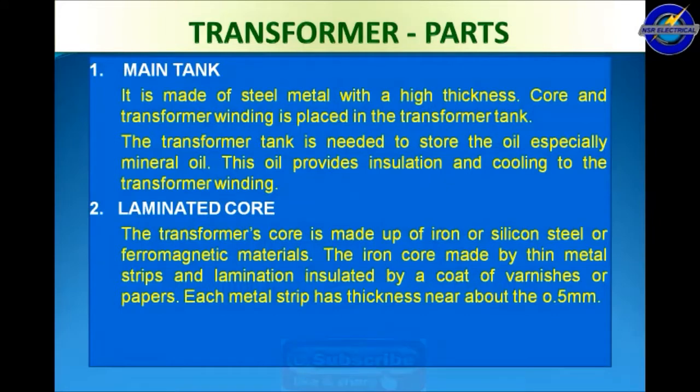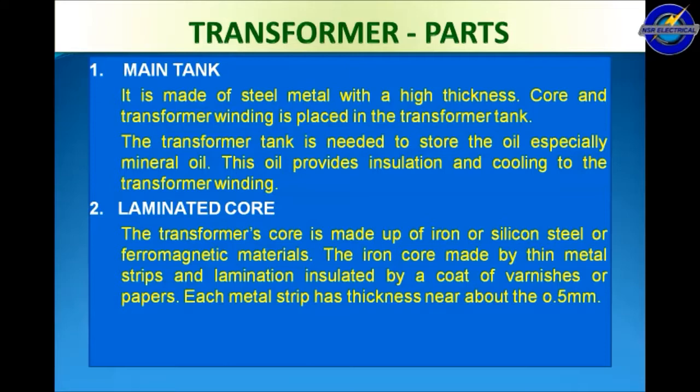First one is main tank. It is made up of steel metal with high thickness. Core and transformer winding are placed in the transformer tank. The transformer tank is needed to store the oil, especially mineral oil. This oil provides insulation and cooling to the transformer windings.